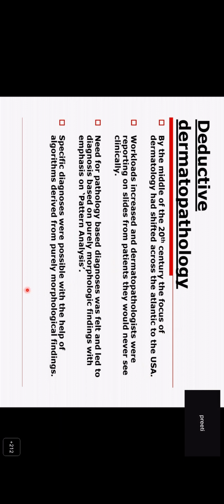Workloads increased. I mean, the US had tremendous workloads, and dermatopathologists were reporting on slides from patients they would never see clinically. So the need for pathology-based diagnosis was felt and led to diagnosis based on purely morphological findings with emphasis on pattern analysis. Specific diagnoses were possible with the help of algorithms derived from purely morphological findings.